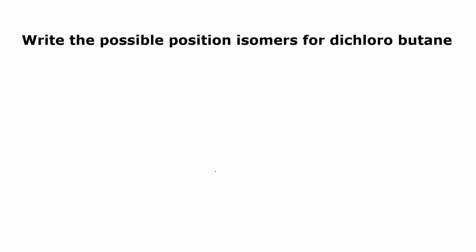Write the possible isomers of dichlorobutane. So here, how can we write them for dichlorobutane?